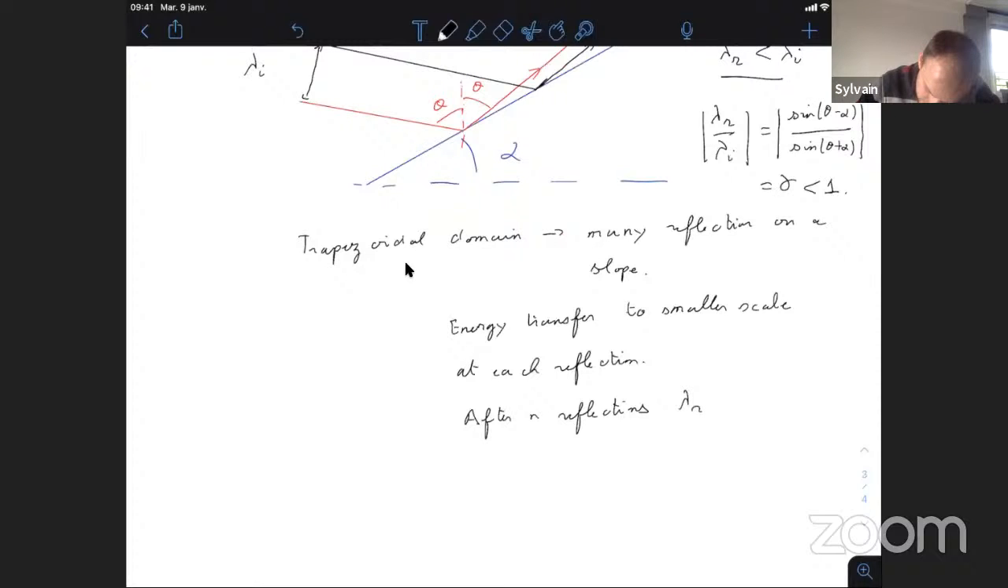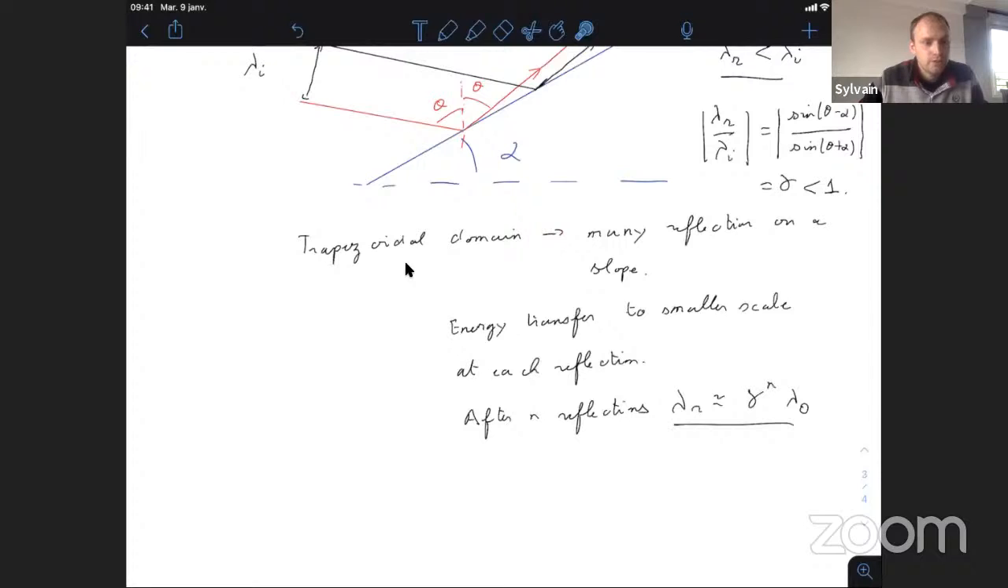Lambda r is proportional to gamma n lambda 0. So that's just a way to transfer energy from large scale, where the initial length scale was lambda naught. The injection was a mode 1, and mode 1 has a very large wavelength. And after, sometimes it's much smaller.